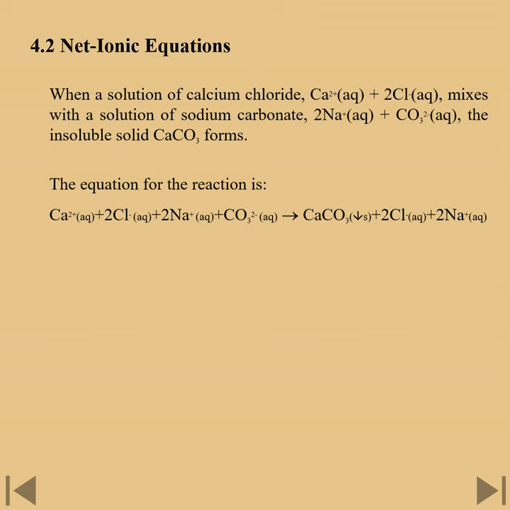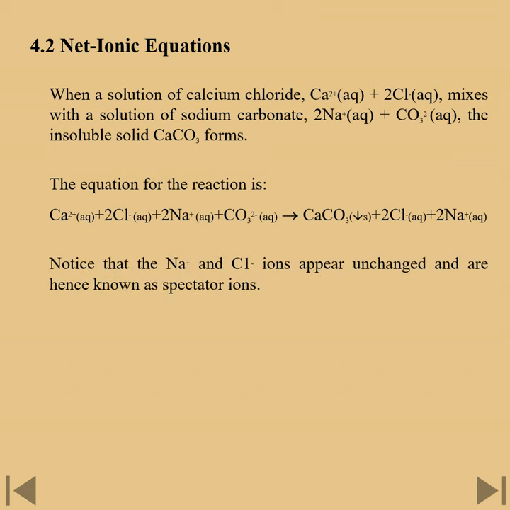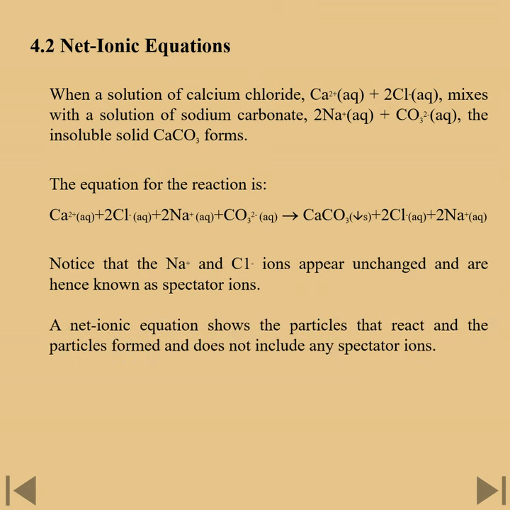And then do note, the calcium ions change. They're now bound up with the calcium carbonate. Same with the carbonate ions. But the sodium ions and the chloride ions remain unchanged. So these are known as spectator ions. They remain unchanged. They're not part of the reaction. And so as a net ionic equation, we're going to remove them. So the net ionic equation shows the calcium and the carbonate forming calcium carbonate.